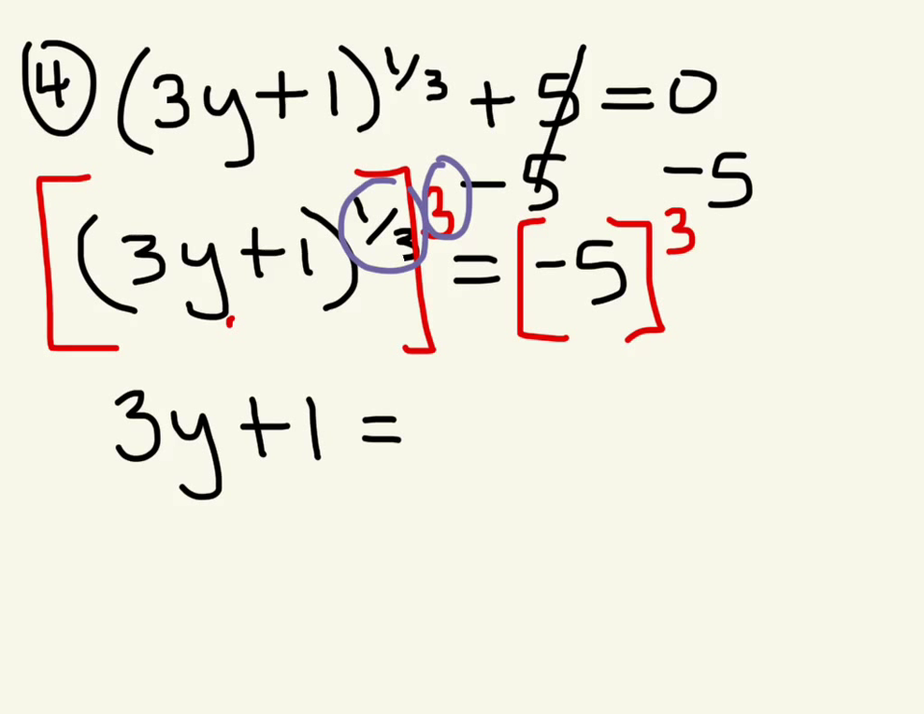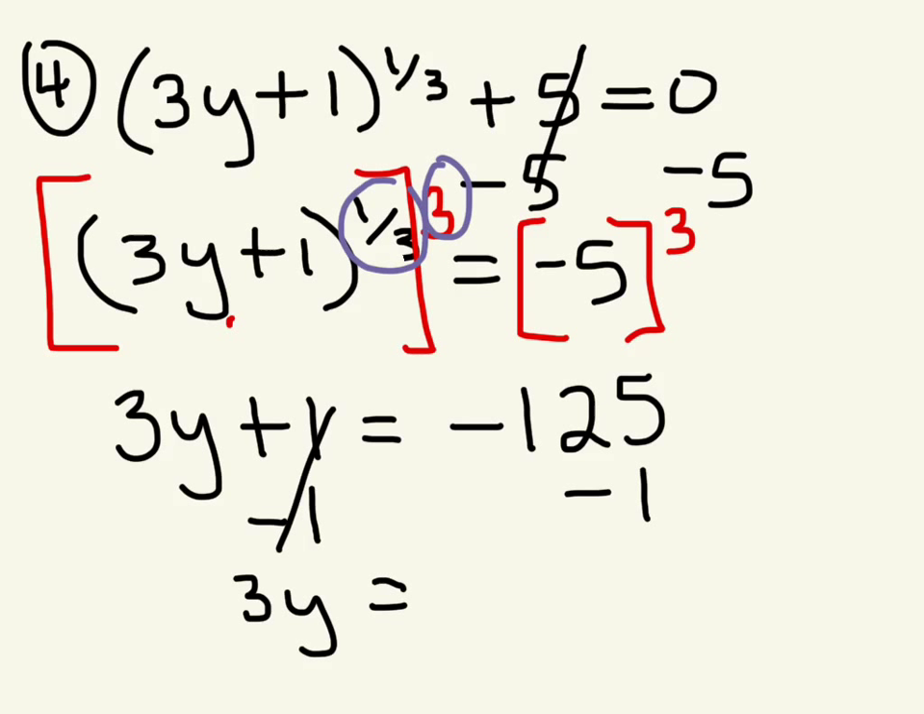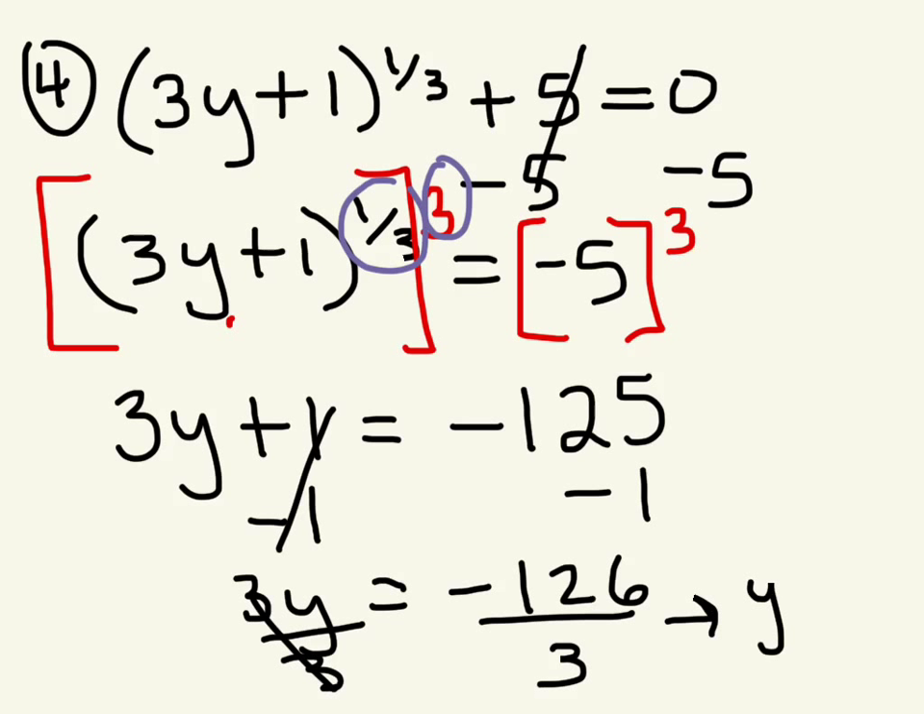On the right side, however, I've got negative 5 raised to the third. Remember, negative raised to an odd power is negative. And negative 5 times negative 5 times negative 5 gives us negative 125. Let's finish this off by isolating the variable completely. I'm going to subtract 1 from both sides, and I end up with 3y equals negative 126. We'll finish it off by dividing both sides by 3, and y is equal to negative 42.